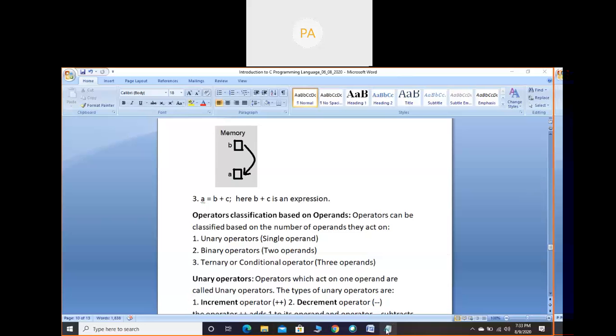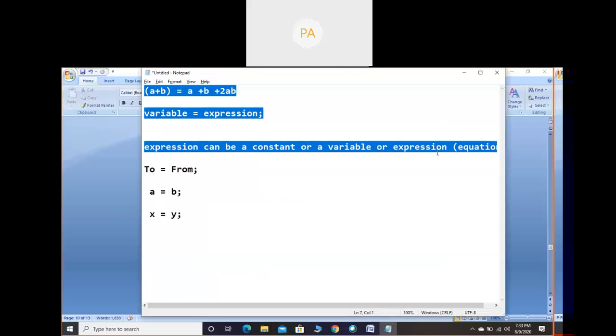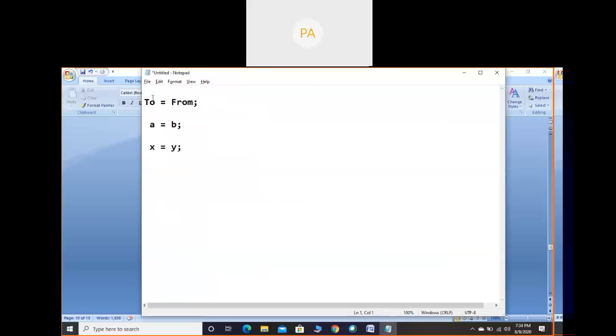Okay, so you people copy this. Just copy this "to equals from", so that it will help you to write an assignment statement in a program. The meaning of this is: from which variable we are copying should be on the RHS, that is the right hand side. To which variable you are copying should be on the LHS.